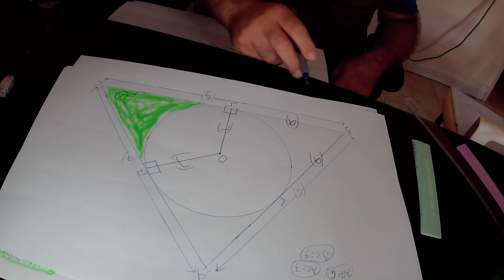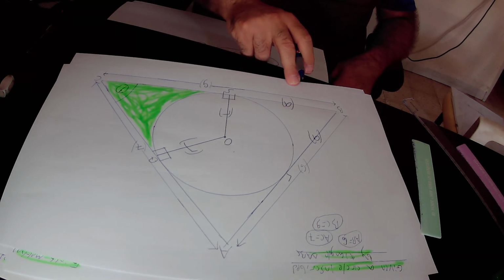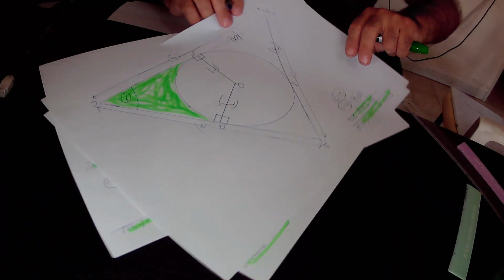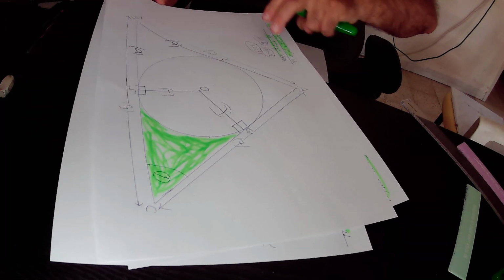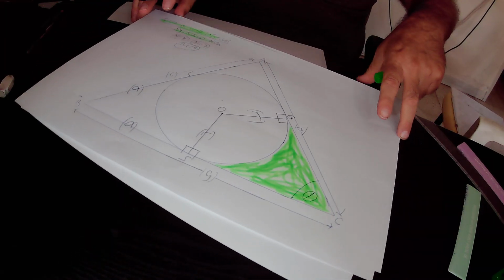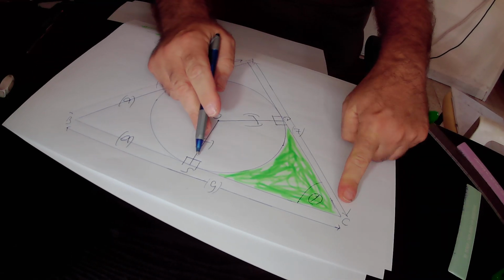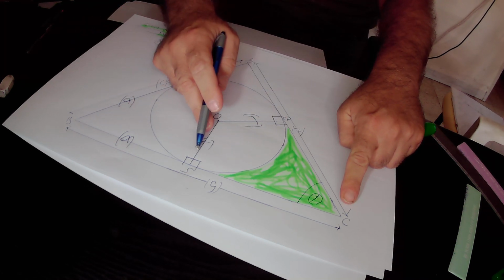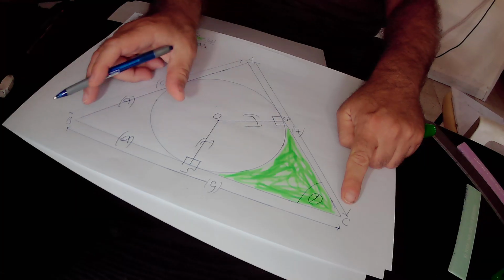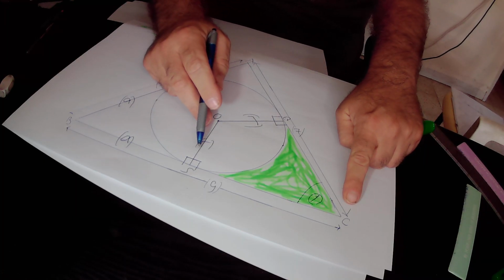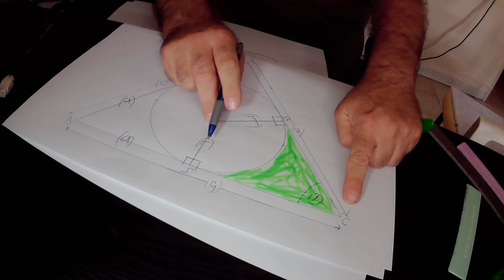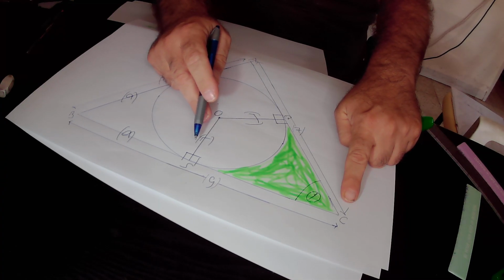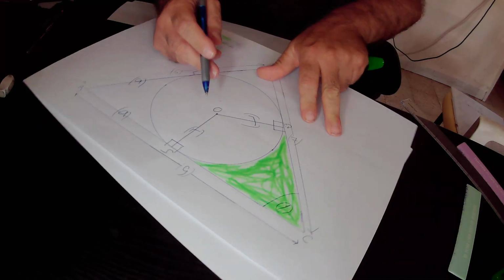So BS equals A, SC equals BC minus BS. Again, SC equals BC minus BS. So SC in total equals BC, that is 9, minus BS, that is A. So in total, SC equals 9 minus A units in its length.